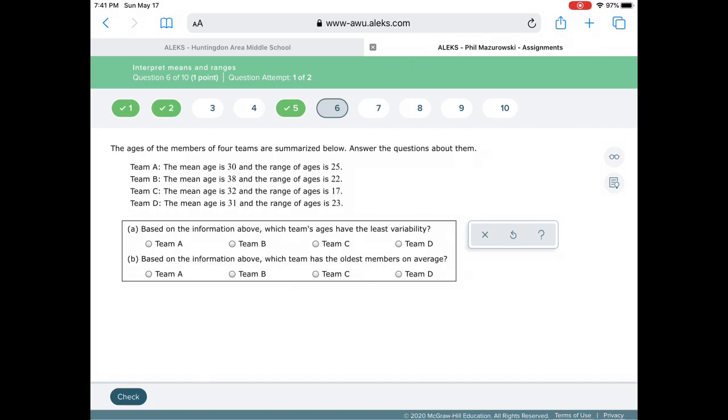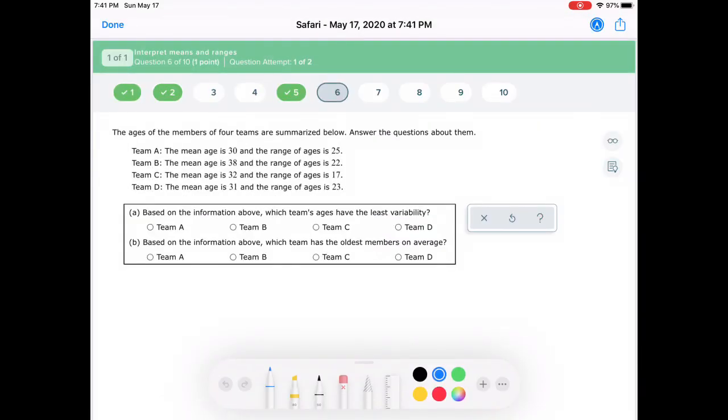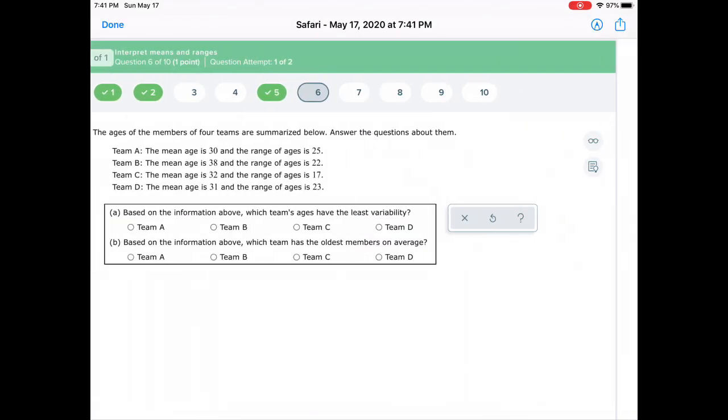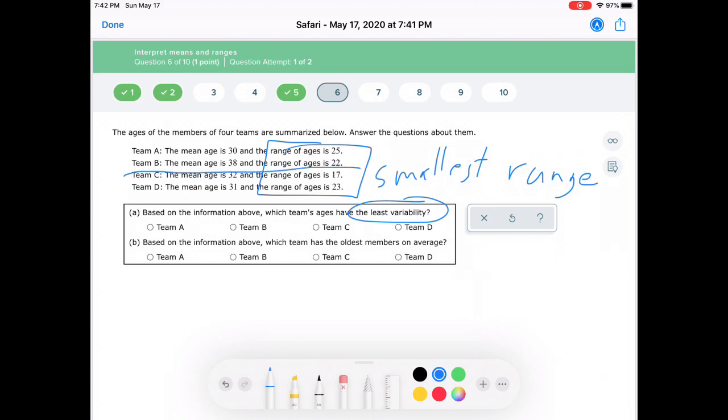So part A says which team has the least variability here. All right, so just kind of pointing out what we're talking about. The least variability means which one has the smallest range. So we look at the range of all of these teams. The smallest range is team C.